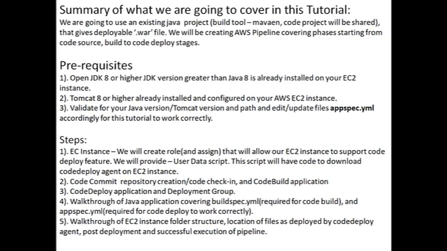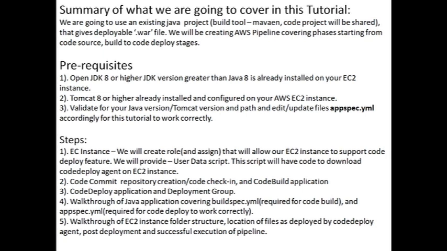Okay, and you can pause your screen for now for this slide. Here I have mentioned a summary of what we are going to cover in this tutorial. We are going to use an existing Java project. Build tool will be Maven. The code project we will be sharing in GitHub, and I will be sharing the link in the comment section. Unlike any Spring Boot application where we have a jar and you execute the jar, here the deployable will be a .war file. And we will be creating an AWS pipeline covering phases starting from code source, build, to code deploy stages.